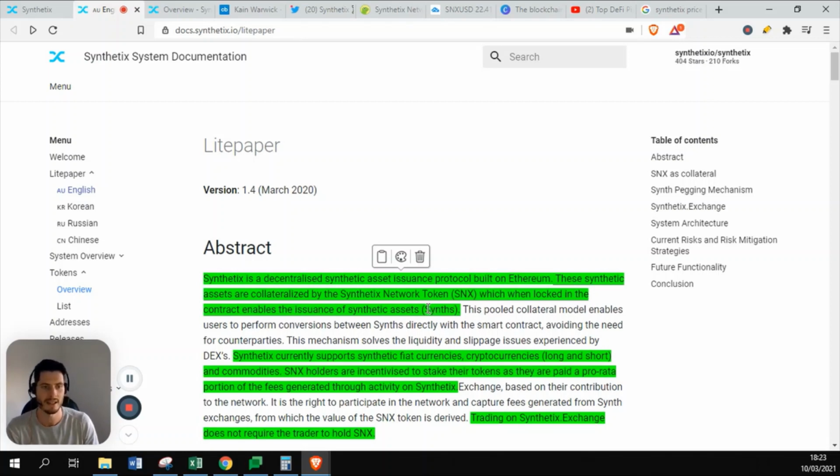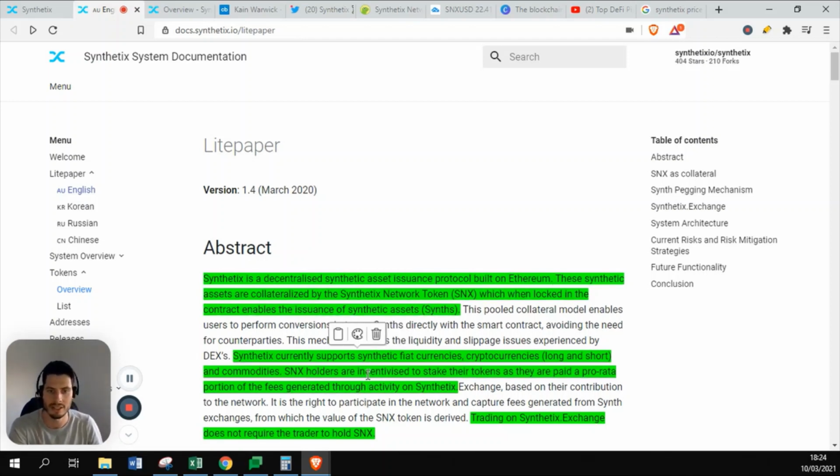So synths are really the digital version of real world assets, and they're easily recognized because there will be an S in front of the asset. So you will have sTesla, you will have sGold, you will have sSilver, and name whatever commodity or stock.